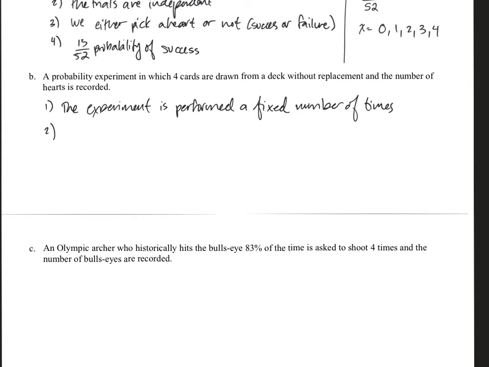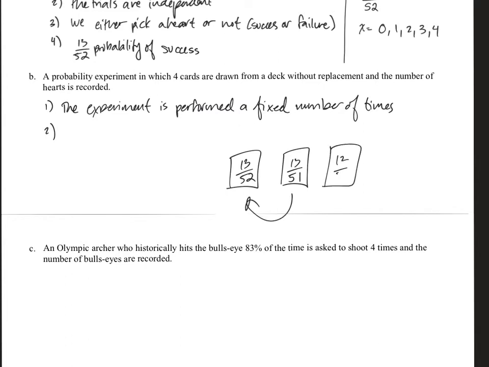Well, let's see. If I pick 1 card from the deck, the probability of that being a heart is 13 out of 52. But I'm not doing replacement. So 1 card is missing from the deck when I try to pick the second card, which means the probability of picking a heart from that deck might be 13 out of 51, or it would be 12 out of 51, depending on whether or not that first one was a heart. So the probability of success is not the same each time. Remember, we need to have the same probability of success each time. So this does not pass the rules for a binomial experiment.